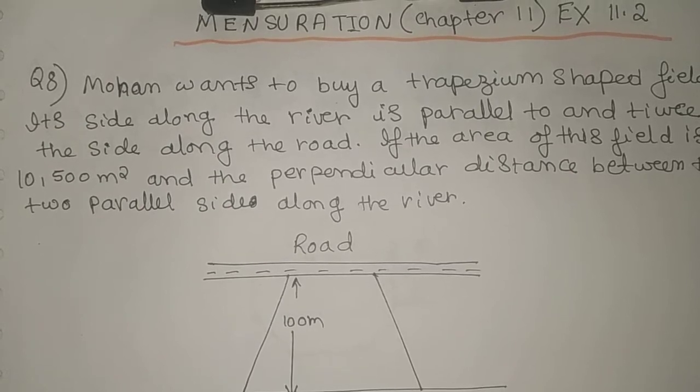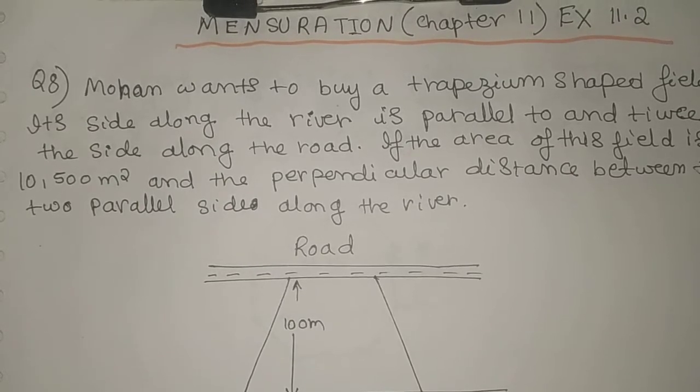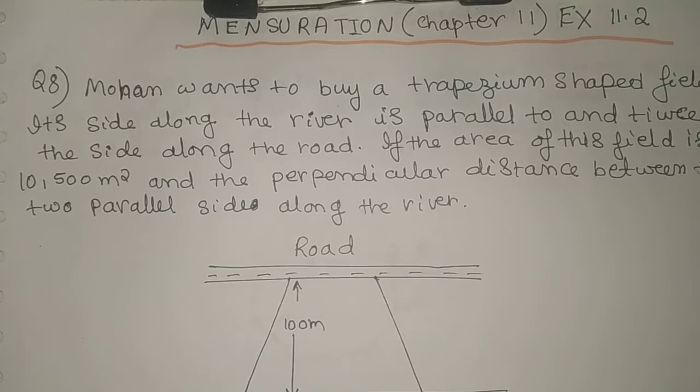Welcome back, students. In this class we study mensuration chapter 11 exercise 11.2. In the previous class we completed the 7 questions in this exercise. Today we start the 8th problem. So here the 8th problem is Mohan wants to buy a trapezium shaped field.